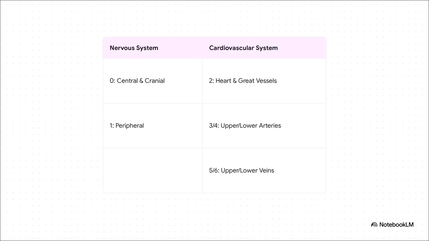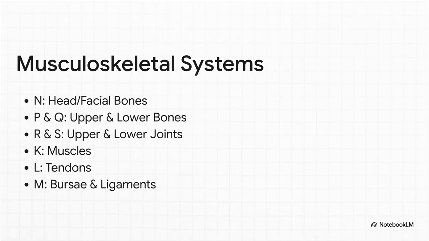Let's start by looking at the first 2 logical groupings, the nervous systems and the cardiovascular systems, which utilize the numbers 0 through 6. For the nervous system, we've got 0 for the central nervous system and cranial nerves, and 1 for the peripheral nervous system. Simple enough, right? Then, jumping over to the cardiovascular system, 2 is the heart and great vessels. From there, it just logically splits by upper and lower. 3 and 4 are your upper and lower arteries, while 5 and 6 are your upper and lower veins. See? It's incredibly systematic.